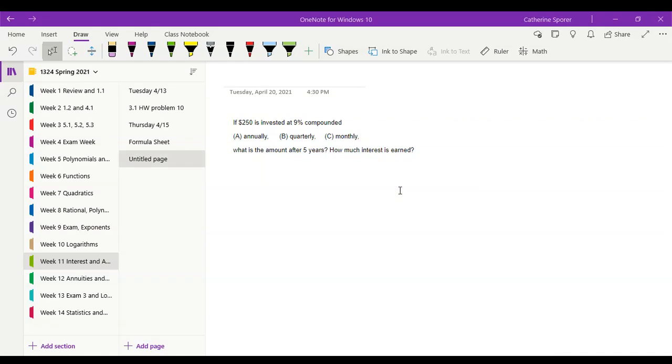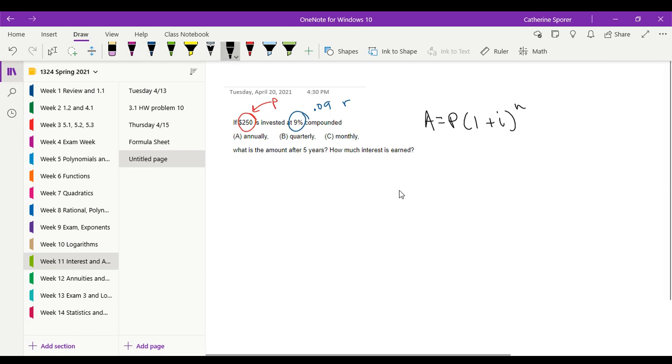If we're investing a particular amount with compound interest, we're using the equation A equals P times (1 plus I) to the N. And the I and the N both depend on what type of interest is being compounded. So for this example, the 250 is the P in all of the cases. And then the 9% or 0.09 would be the R, but that's only used to get the I, depending on the type of compounding. So for part A, for annual compounding, that means once per year.